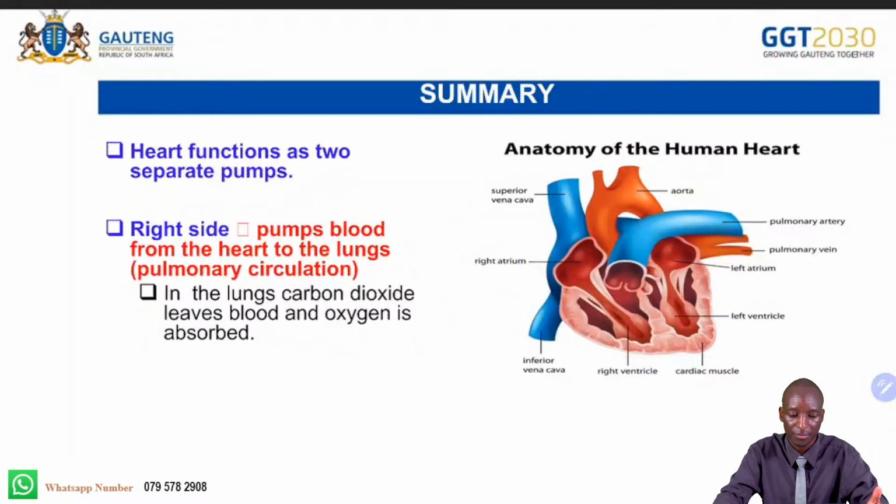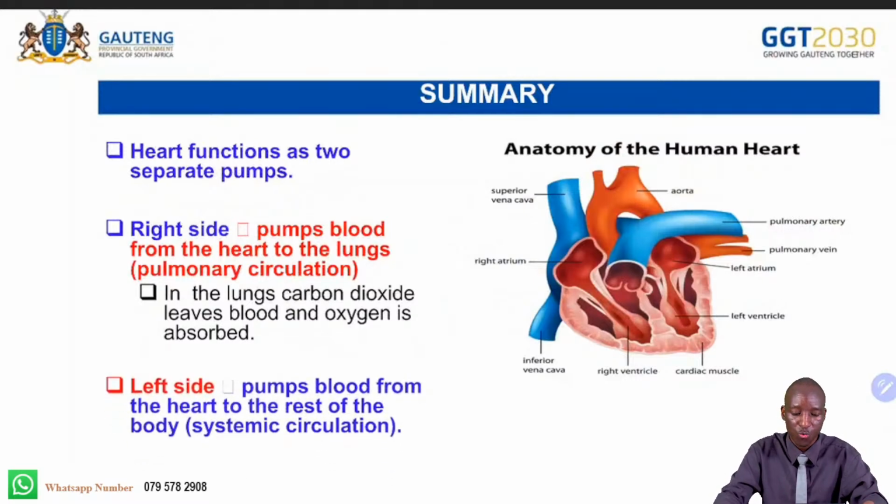This happens in the lungs. Then we've got the left side, which pumps blood from the heart to the rest of the body, and we refer to this as the systemic circulation. The right side pump is the one referred to as the pulmonary circulation. So you've got pulmonary circulation and the systemic circulation. Shown in the diagram, we have the heart showing all those 4 chambers that we spoke about.